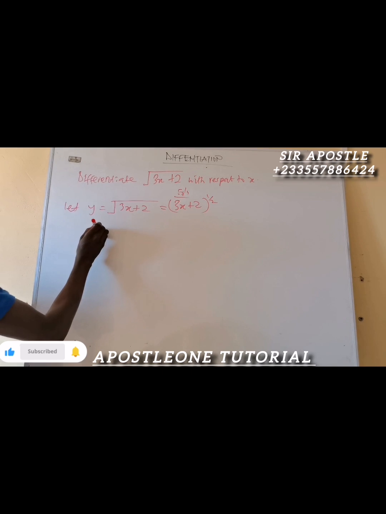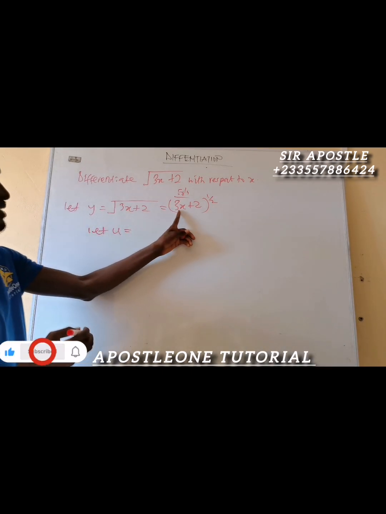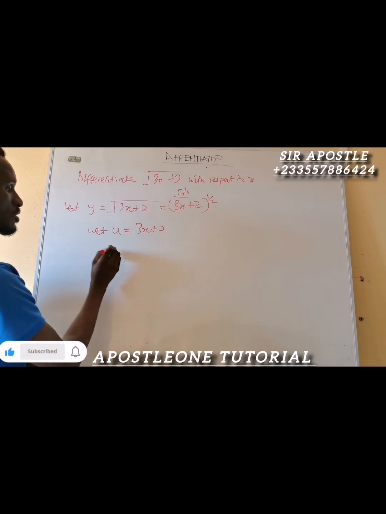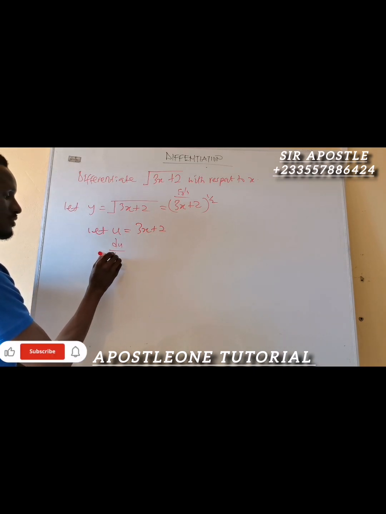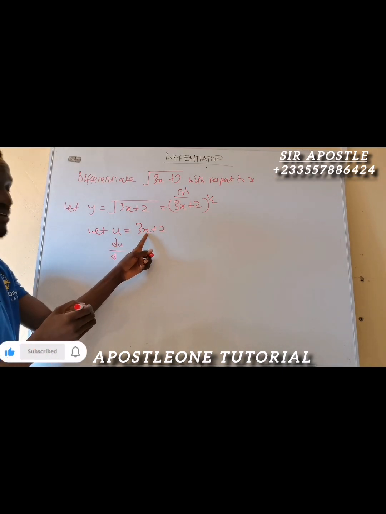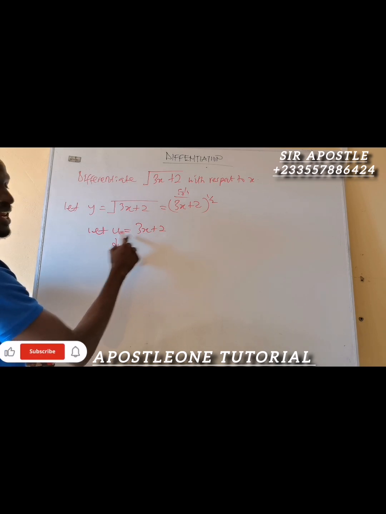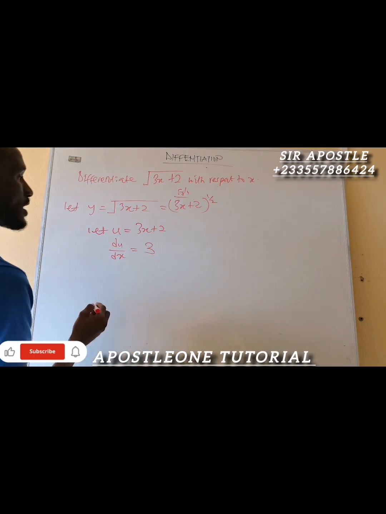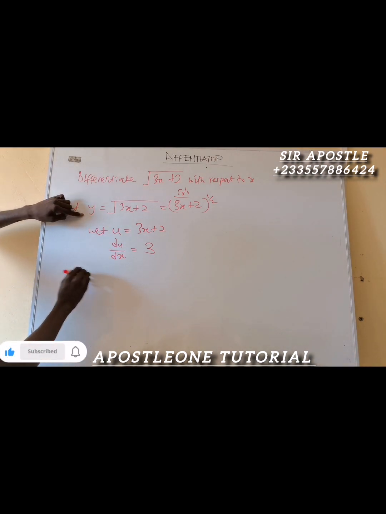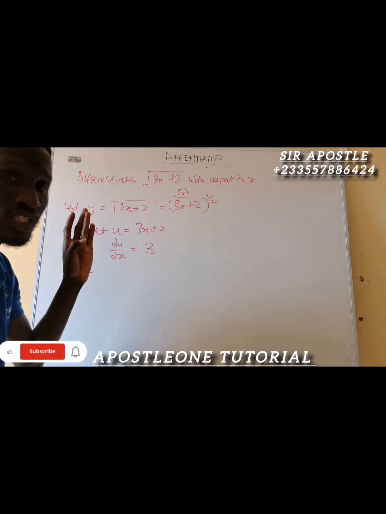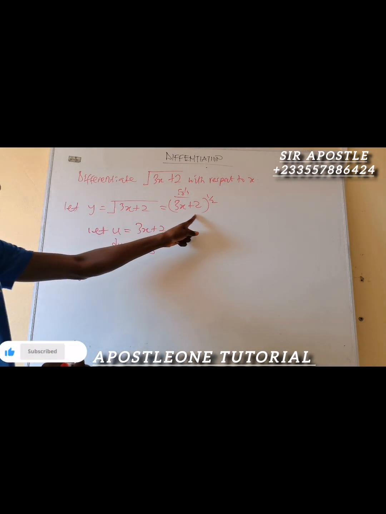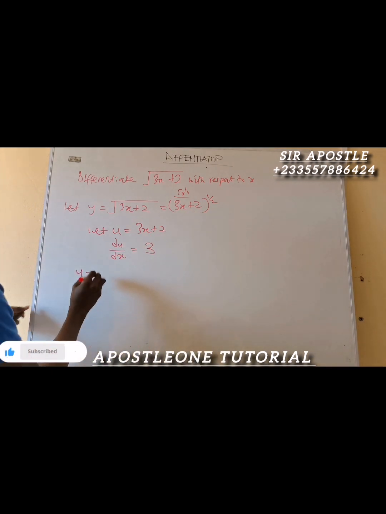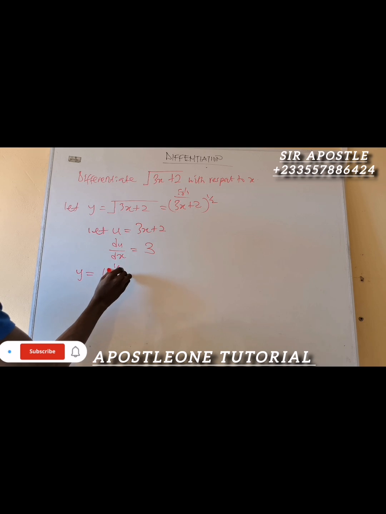So I'm going to say let u be equal to what is inside the bracket here. In the bracket we have 3x plus 2. Then I will differentiate u with respect to the variable x. We're going to get 3, because the 2 gives us 0. Now, what is our y? This is the substitution method. Y is equal to this, but don't forget that the 3x plus 2 is now u. So y is equal to u exponent 1 out of 2.